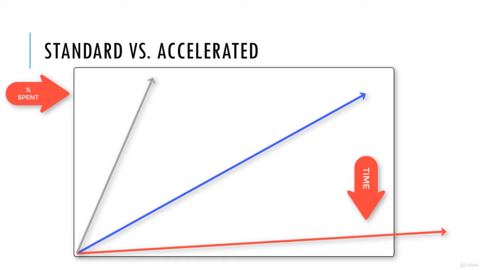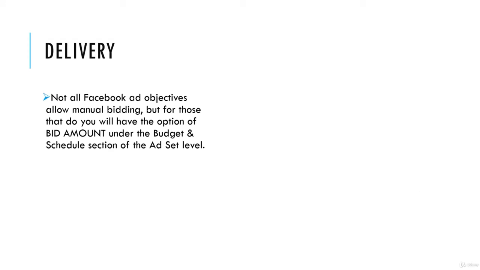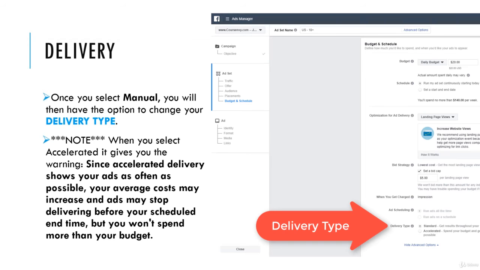The middle blue line is an example of spending your budget optimally each day. Then the bottom red line is an example of spending your budget too conservatively and underbidding and not using your entire budget. Therefore, not delivering your ad to as many people in your target market as possible. Not all Facebook ad objectives allow manual bidding. Once you select manual, you will then have the option to change your delivery type.